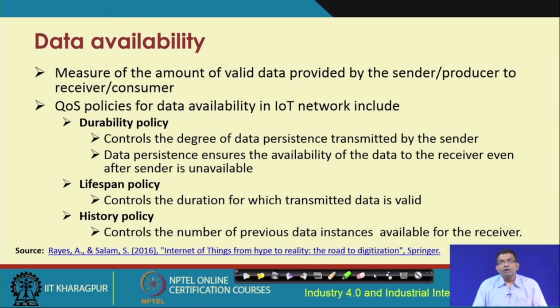The lifespan policy talks about the control over the duration for which the transmitted data will remain valid. The data that has been sensed and is being circulated through the network, how much time is it going to survive, how much time is it going to live. This is the lifespan policy. The history policy is about controlling the number of previous data instances available to the receiver. So, in the history of the data, how many such instances are available to the receiver.